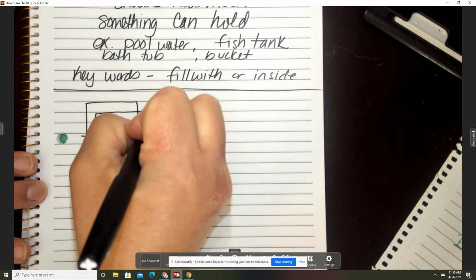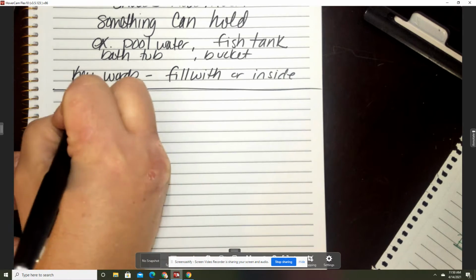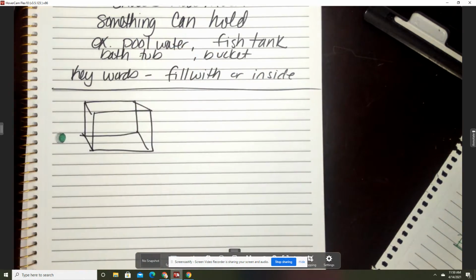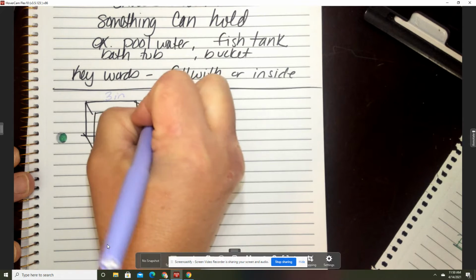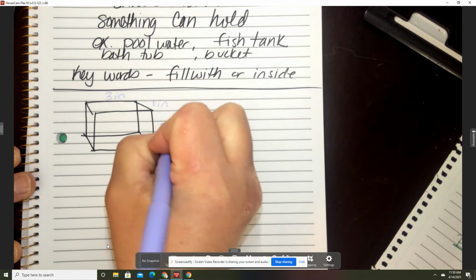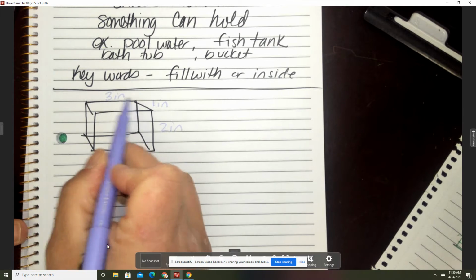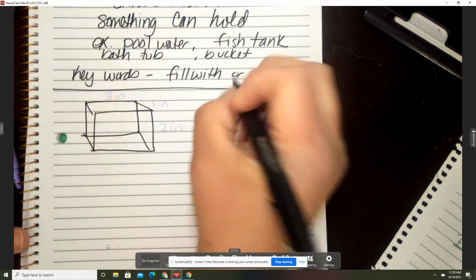Okay, so let's just do it the typical way with the great 3D cubes that Miss Connor can draw, which I don't know. I used to be pretty good at this. All right. So we've got 3 inches, 1 inch, and 2 inches. So like if you have an aquarium and it is 3 inches long, 1 inch wide, and 2 inches tall.